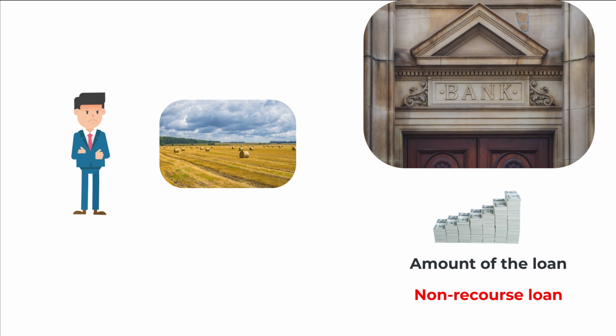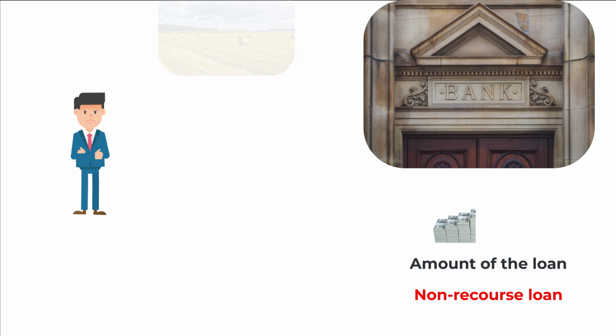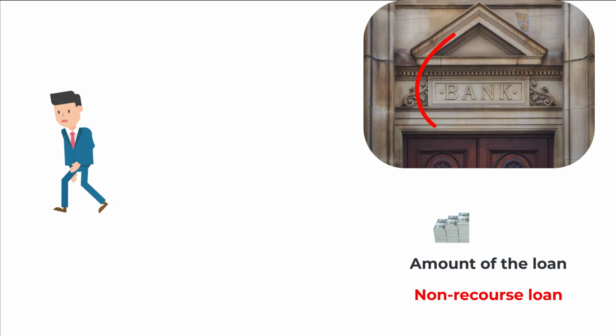In a non-recourse loan, the land will probably be sold to pay the debt also, but if the sales proceeds are not enough to pay off the loan, the bank cannot go after the borrower individually to collect the rest of the debt, and the borrower can just walk away.